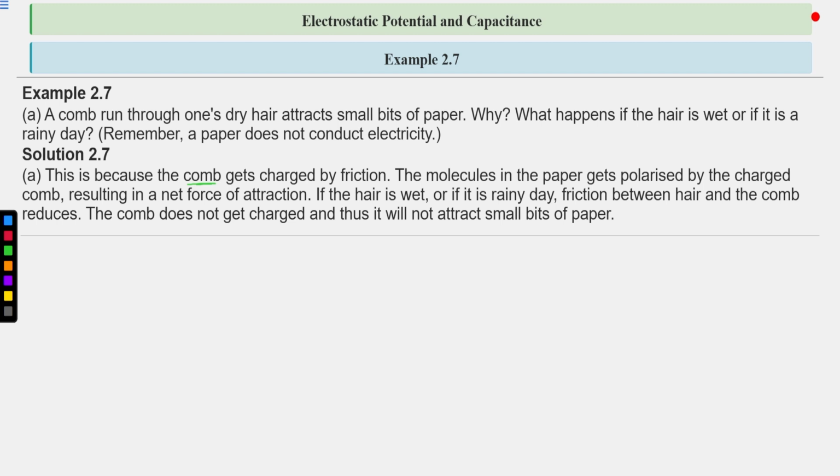So charges present on the comb induce charges on the paper, resulting in a net force of attraction between the comb and the paper. So this comb will attract the paper towards it.